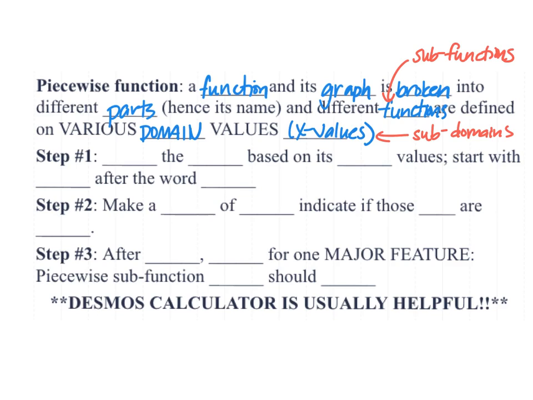So in order to evaluate the function, step one, you evaluate. And evaluate basically means to plug in the x's, but mathematicians don't like it when you say plug in. They like the word evaluate or substitute. So you evaluate the function based on its domain values. You start with the numbers after the word if.